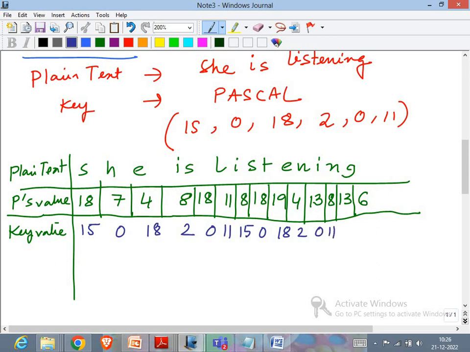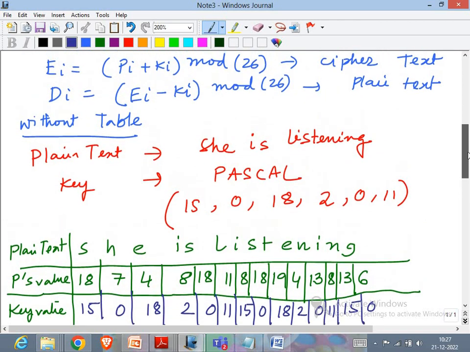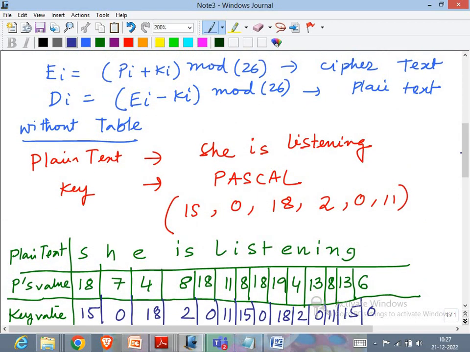Again we are left with two blank columns which we need to fill up. So we are going to repeat once again. So 15 and 0. So basically in this particular example we are not considering any of the table, and we are trying to encrypt and decrypt the process. Okay. Done with it? Now you have the key. If you go back to the early formula that we have over here, Pi plus Ki mod of 26.